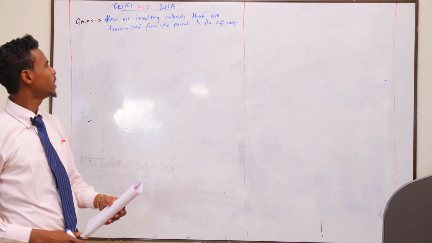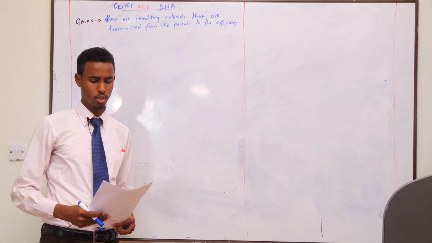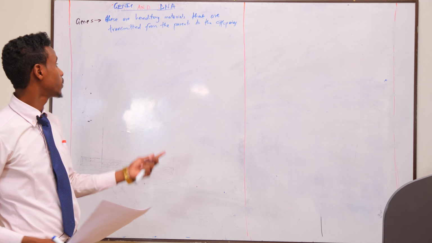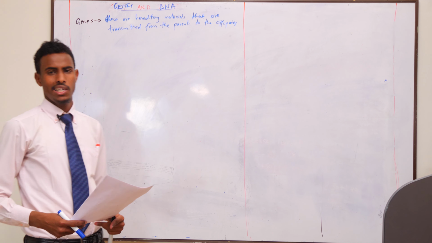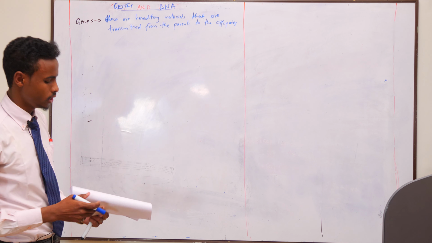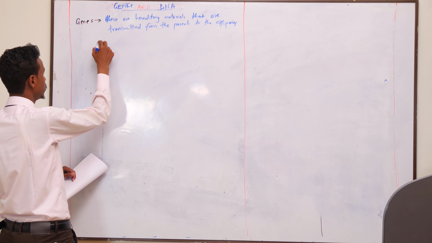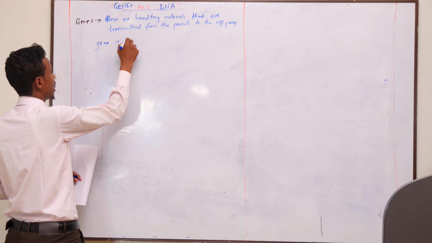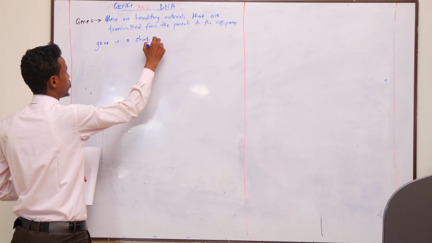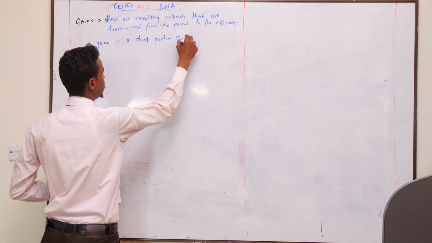Now, what is the relationship between a gene and a DNA? That is what we want to discuss again. Now, we say a gene is a short portion of the DNA molecule. Very good. A gene is a short portion of a DNA molecule.